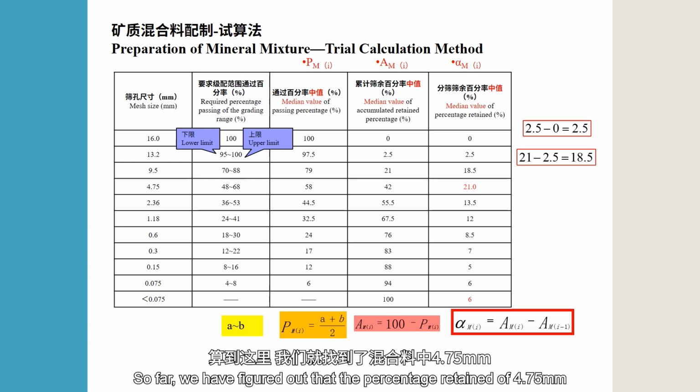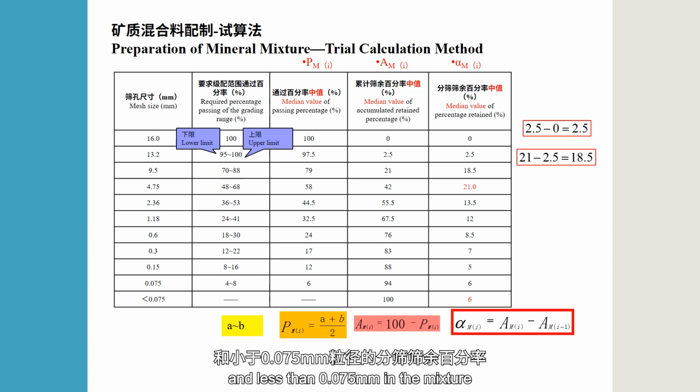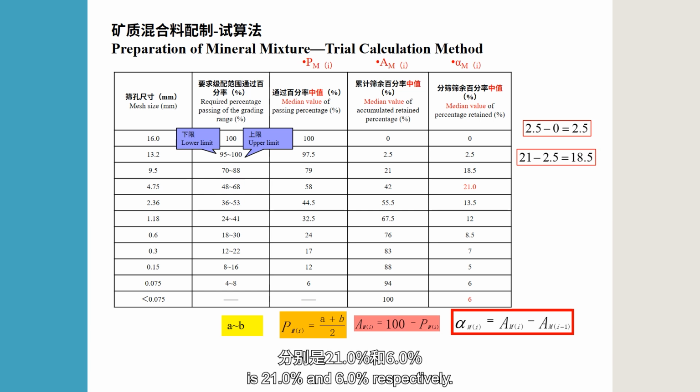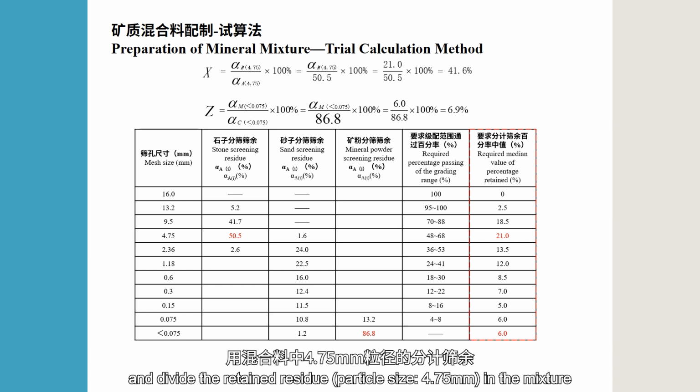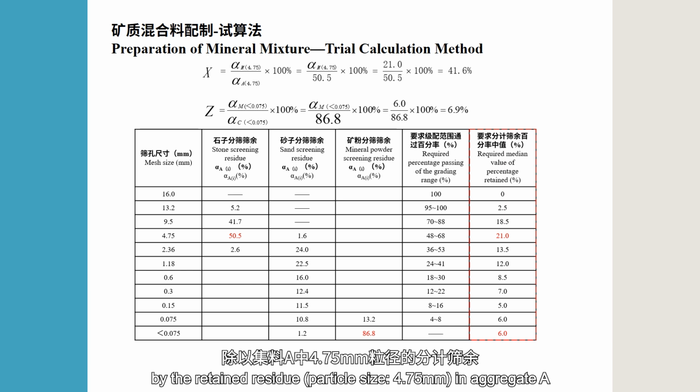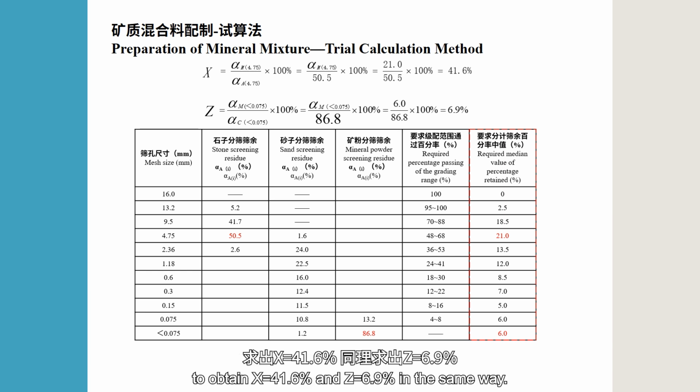So far, we have figured out that the percentage retained of 4.75 millimeters and less than 0.075 millimeters in the mixture is 21.0% and 6.0% respectively. Then we can calculate X and Z. Substitute into the formula and divide the retained residue, particle size 4.75 millimeters in the mixture, by the retained residue, particle size 4.75 millimeters in aggregate A, to obtain X equals 41.6%, and Z equals 6.9% in the same way.